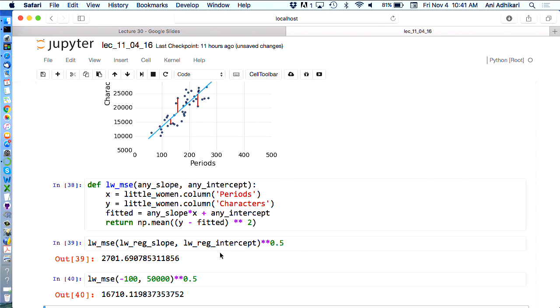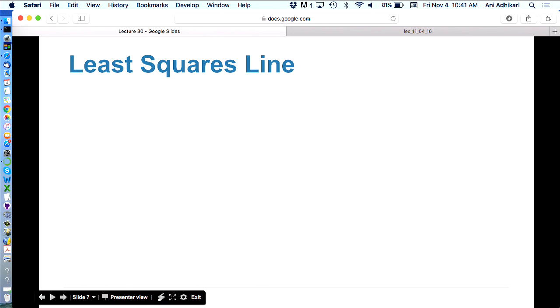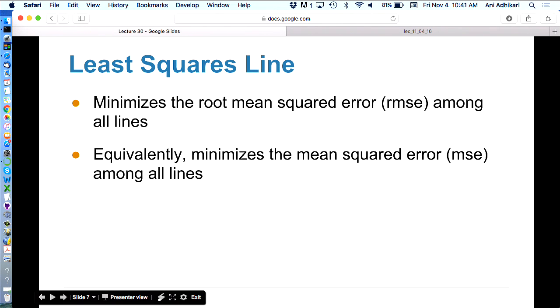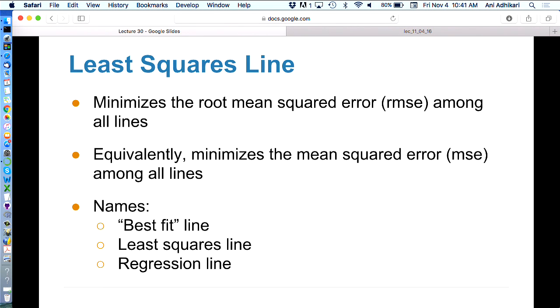And so there is a function, a wonderful function in Python called, well, minimize. So this is the least squares line, minimizes the RMSE, equivalently minimizes the MSE. The names, you'll see these names in various books. It's called the best fit line, it's called the least squares line, it's called the regression line.